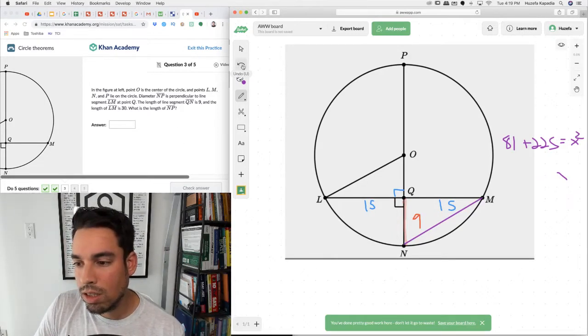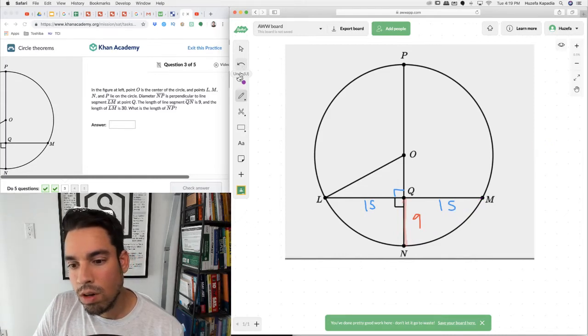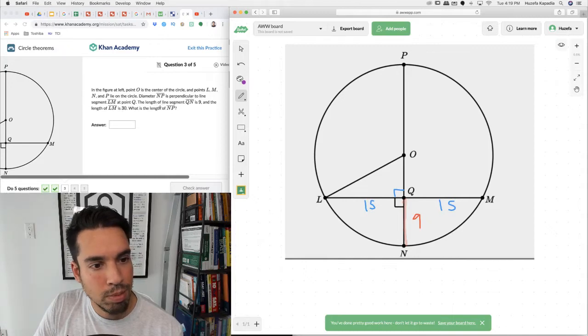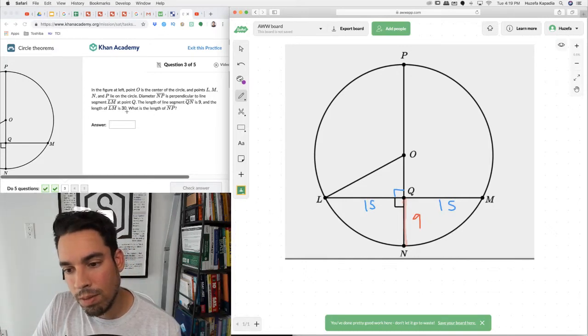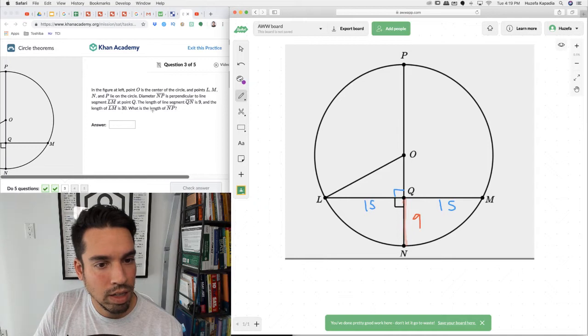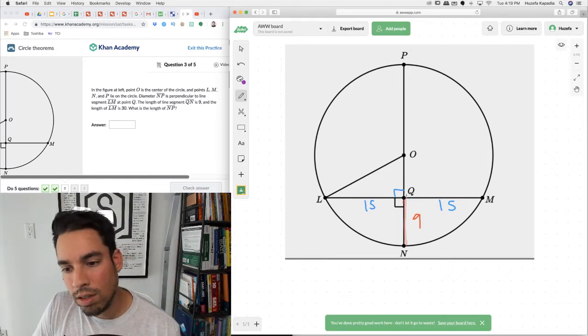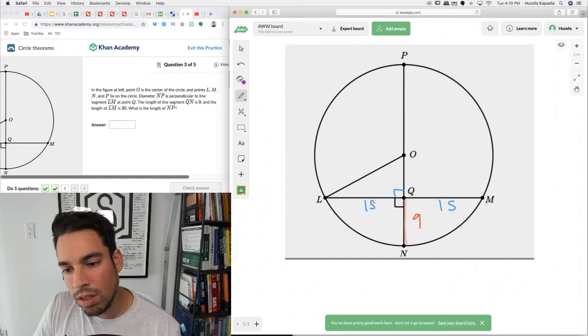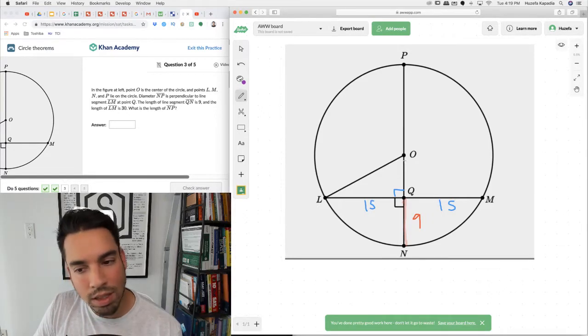Okay, let's read the question again and see if I missed anything. So we have a line in the circle. NP is perpendicular to line segment LM. Yep. And the length of line segment QN down there is 9. The length of LM is 30. So those are 15. That's 15. I don't think we can say that this is bisected.